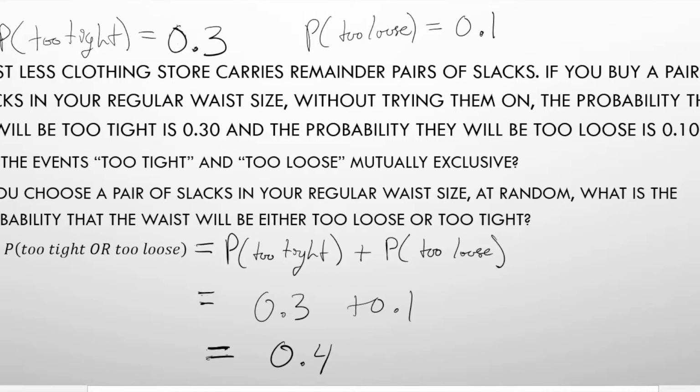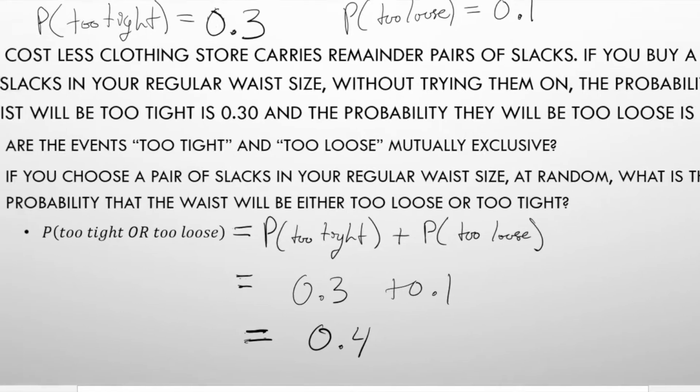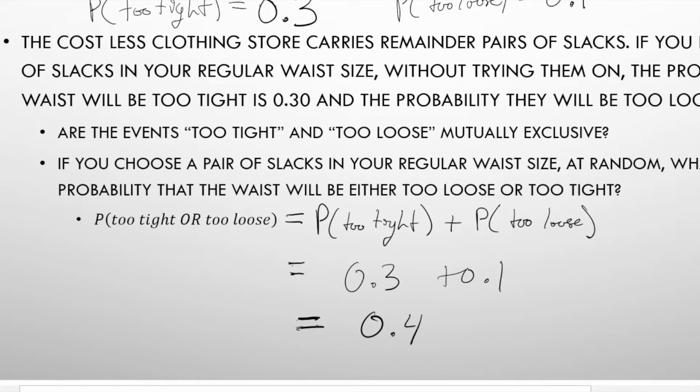and thus our answer, the probability that if we put on a random pair of pants in our waist size, that they're not going to fit quite right, or that they're too tight or too loose, is 0.4. So again, the word or just means add. I know that looked like the word 2. It should say plus 0.1.